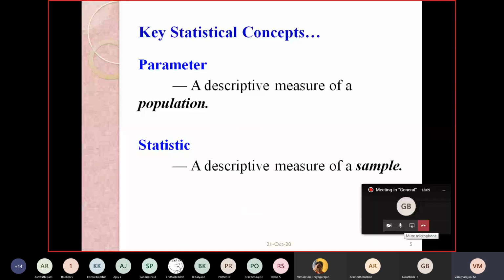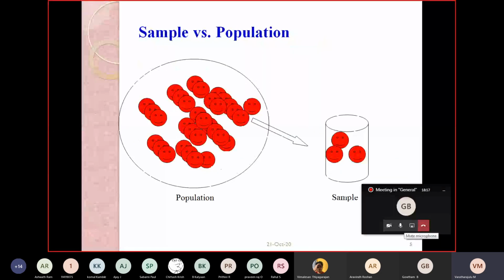And we are concerned about statistics, and from that we need to look at parameters, sample, and population. Here there are plenty of red colored balls available, and only three balls are taken for the calculation, isn't it?